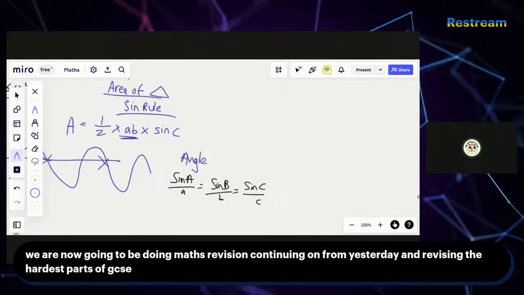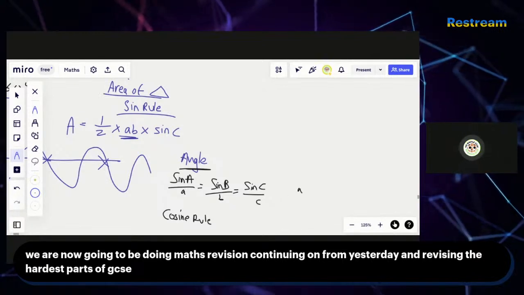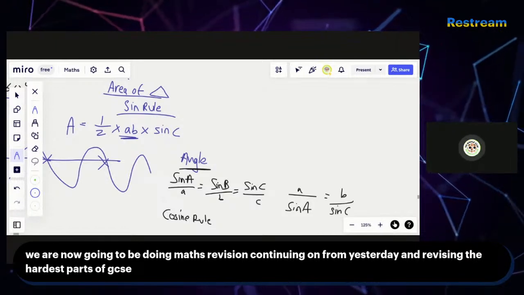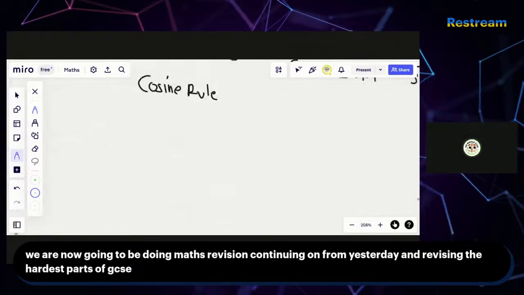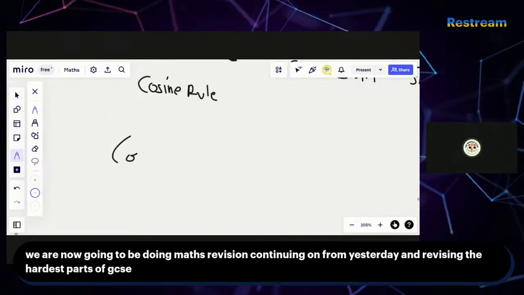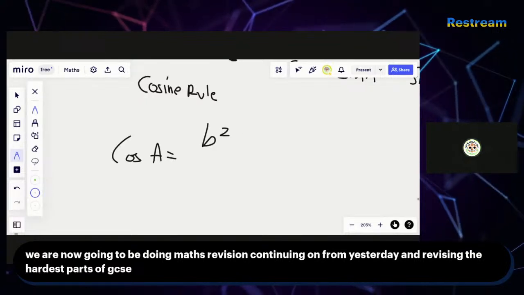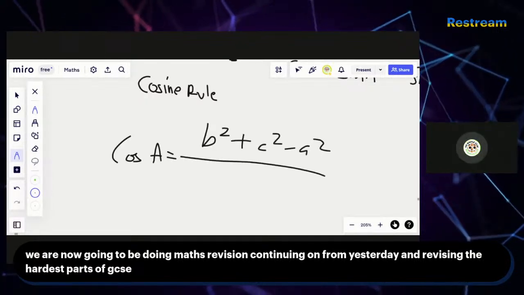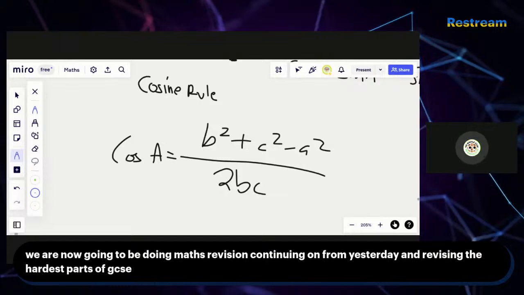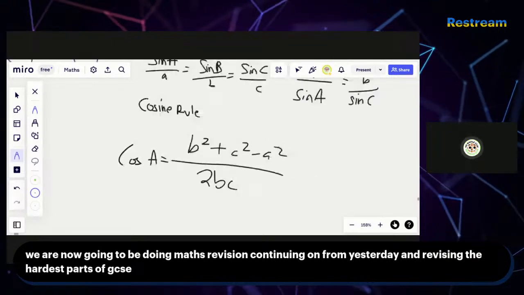The cosine rule. If you wanted to find a side, it will be much easier to do this, but you can easily figure that out. In terms of the cosine rule, for angles, cos A is equal to b squared plus c squared minus a squared, over 2bc. That is the cosine rule, and this is used for finding an angle A.